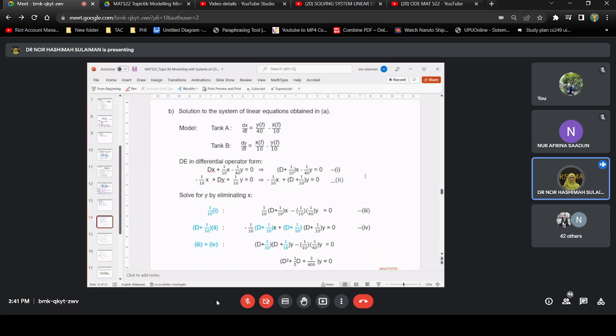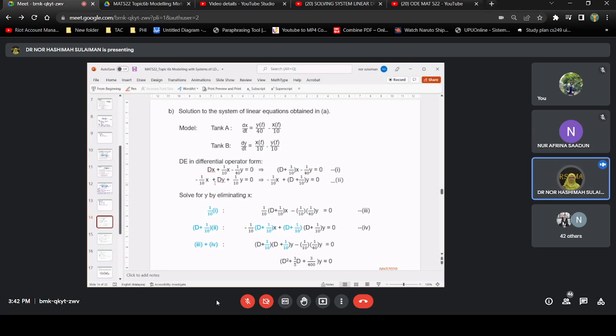So you have the model, and then the first step, let me just explain to you the procedure, I mean the steps involved. You transform this equation into differential equation in differential operator form. Ini tukarkan kepada dx and then yang ini akan jadi y per 40 tolak x over 10 macam tu. So you boleh gabung the x ni dengan yang ini, you combine the two terms, so you have D plus 1 over 10 onto x and then onto y kat sini, so this is your first equation.